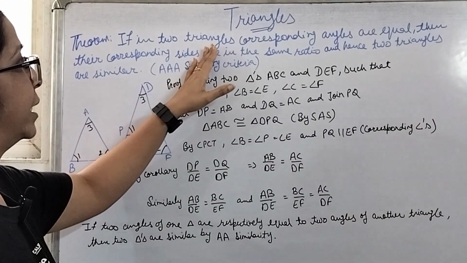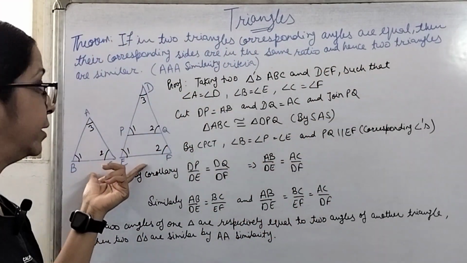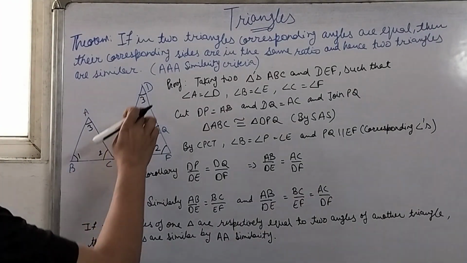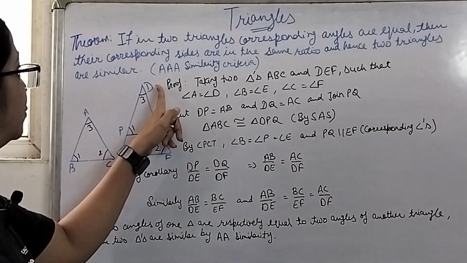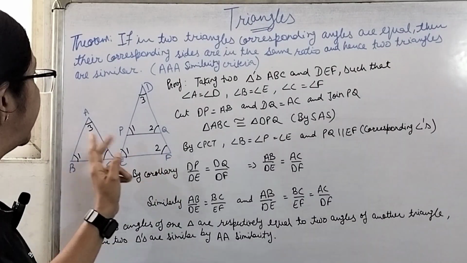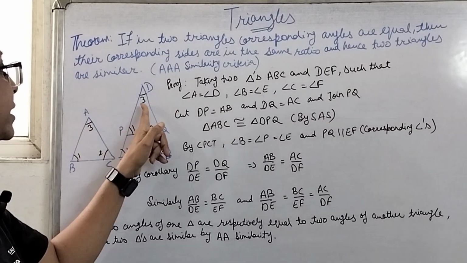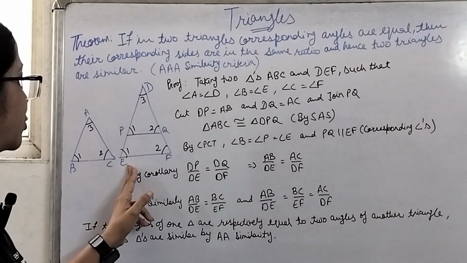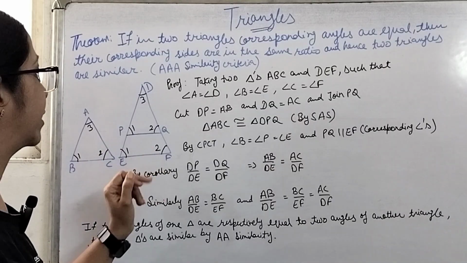The theorem says, if in two triangles corresponding angles are equal, that means if we have taken two triangles, ABC and DEF, in which angle A corresponds to D, B corresponds to E and C corresponds to F. That means if in these two triangles angle A is equal to angle D, if it is angle 3, it is also angle 3. If B is angle 1, then E is also angle 1. And if C corresponds to F, if this is angle 2, this is also angle 2.